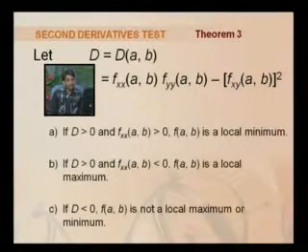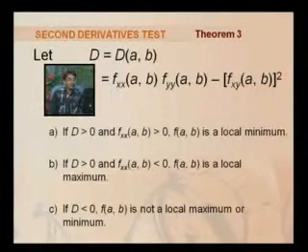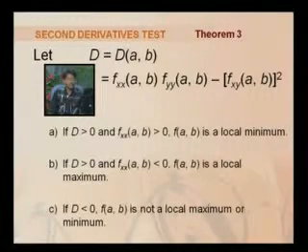So if we compare these two conditions A and B, in both D is greater than 0, but in the first condition A, fxx at (a, b) is greater than 0, and in B, fxx at the point (a, b) is less than 0. So in this way, if fxx at the point (a, b) is greater than 0, the function has a local minimum, and if fxx at (a, b) is less than 0, the function will have a local maximum at the point (a, b). The case number C is very important.